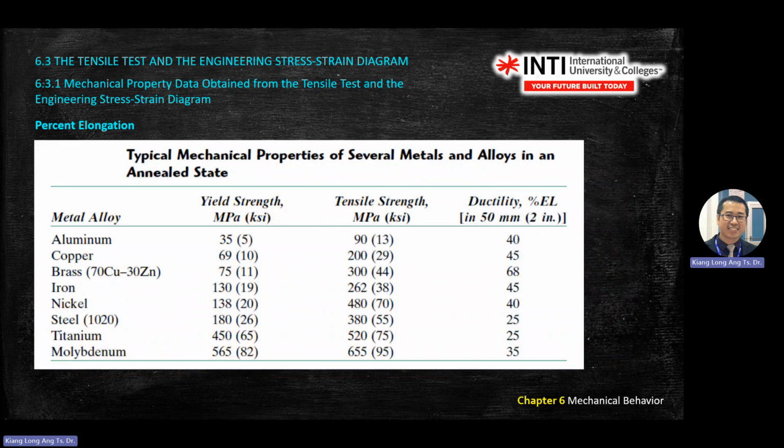And you have seen this one before: yield strength, tensile strength, ductility. Okay, so you need to know when to use yield strength and when to use tensile strength. Ductility is percentage of elongation, which is percentage of longitudinal strain. Tensile strength is UTS, the maximum point on the curve. Yield strength is the point where it starts to behave plastically.